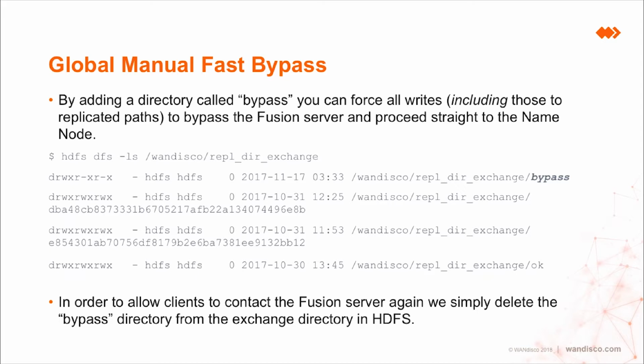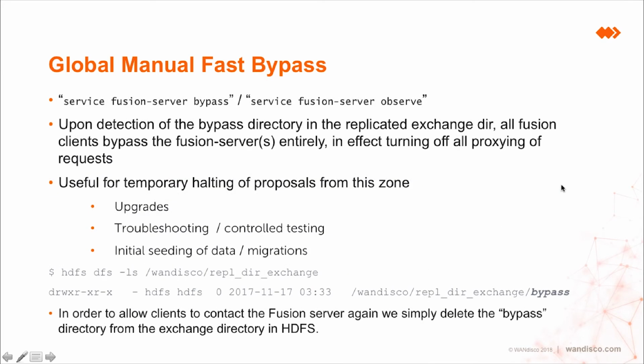You can see that same command, hdfs dfs -ls, on the WANdisco replicated exchange directory, and you can see in this case here we have a bypass directory in place. This will prevent any replication from occurring on that cluster. In order to allow clients to contact the Fusion server again, delete the bypass directory.